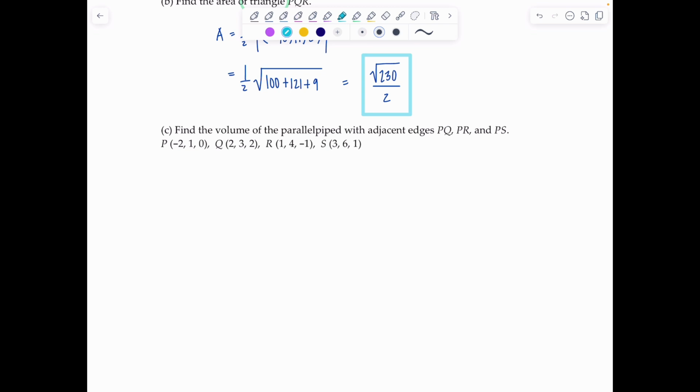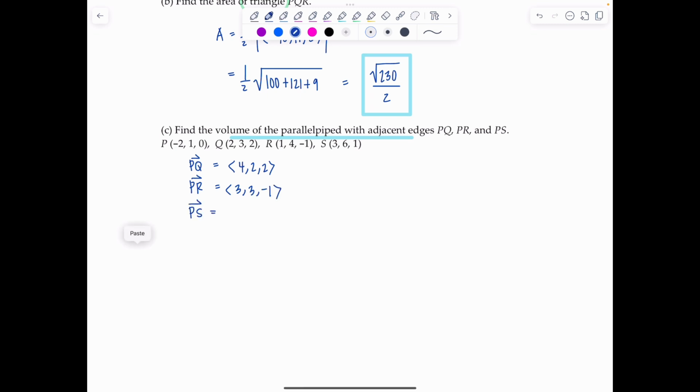So we know in order to find the volume of the parallelepiped, all we need to do is take the absolute value of the triple scalar product. And since we're taking absolute value, then the order really is not so important. So let me first create vectors to represent these edges. PQ has components 4, 2, 2. PR has components 3, 3, negative 1. And then PS, you have to use the same initial point, 5, 5, 1.